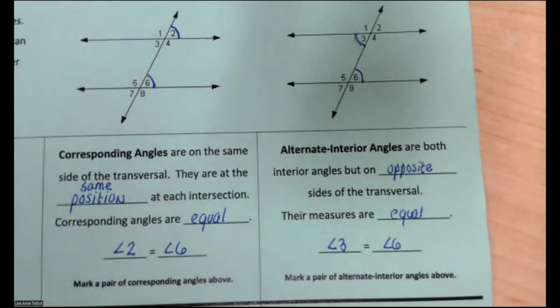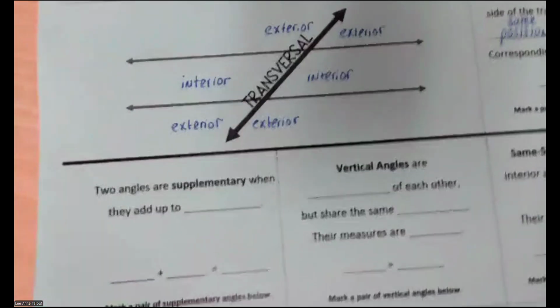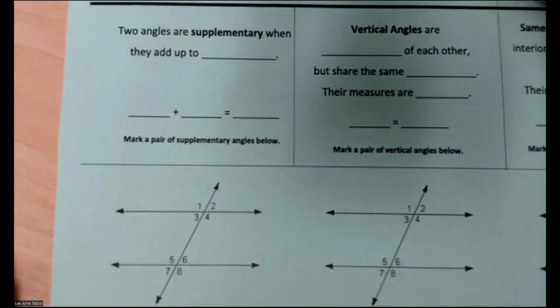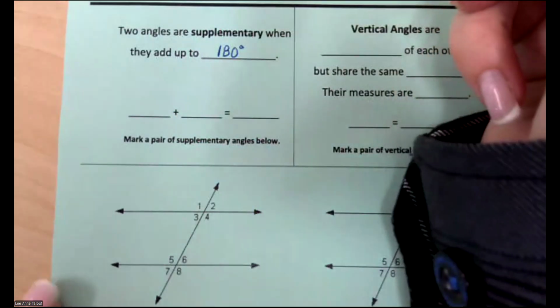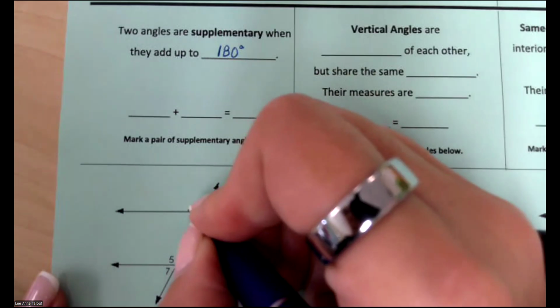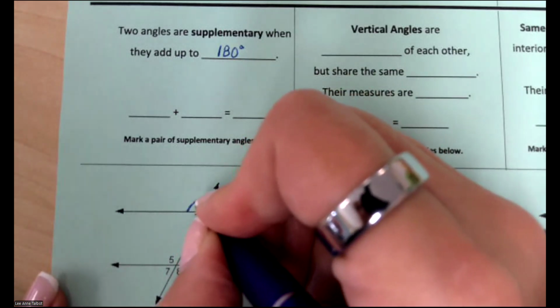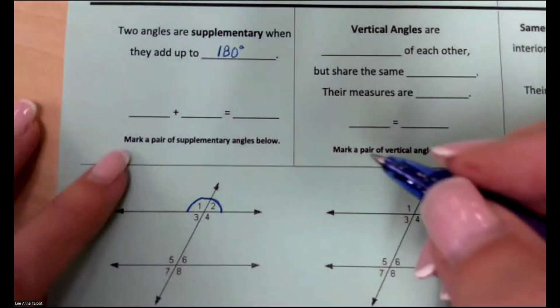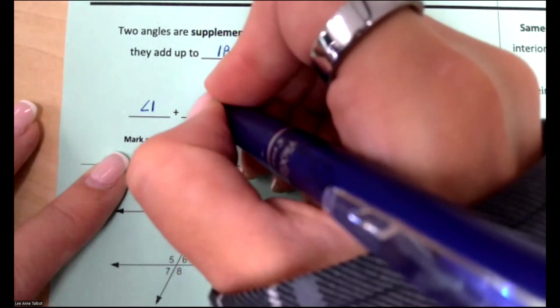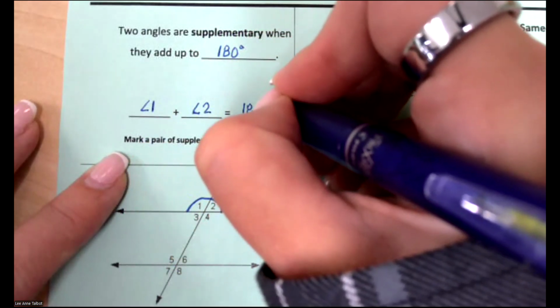All right, now let's move down to the supplementary box. Two angles are supplementary when they add up to 180. Nice. Okay, on this particular one, I like to mark these and show it as a half circle because the half circle really says 180 to me, because a whole circle is 360. So, yep, angle 1 plus angle 2 equals 180.